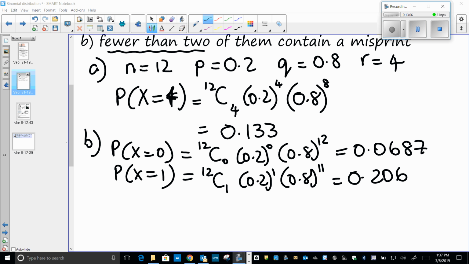Because my final answer needs to be to 3 significant figures, I might keep a couple of extra digits on these before I add them, because sometimes that can change it a little bit. So what should this have been if we keep a few extra? 6, 8, 7, 1, 9. And then the 206, was it 206 still? Yeah, 158. Anyway, just be aware that sometimes it's useful to keep a few extra digits. And so the total probability is going to be those 2 added together.